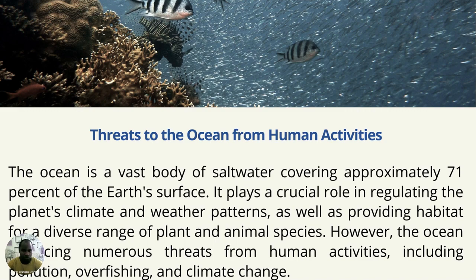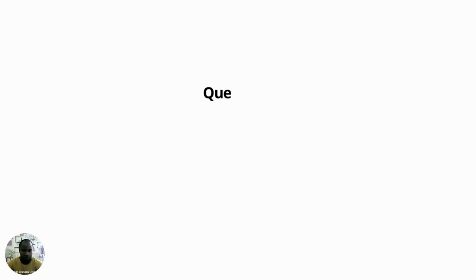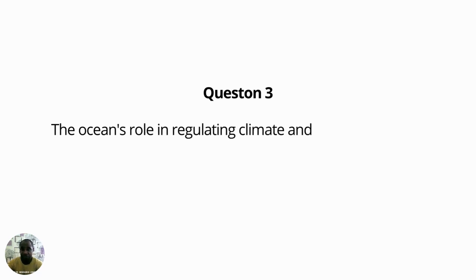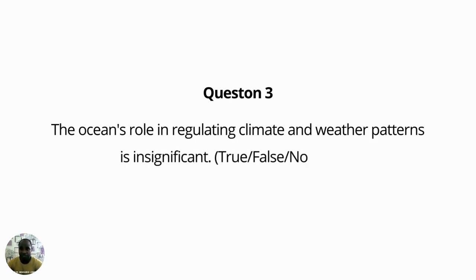But what the question told us is different from this. The question said the ocean's role in regulating climate and weather patterns is insignificant. So if you look at the third question, which said that the ocean's role in regulating climate and weather patterns is insignificant, the text says that the ocean plays a crucial role in regulating the planet's climate and weather patterns. So the two statements are contradictory.